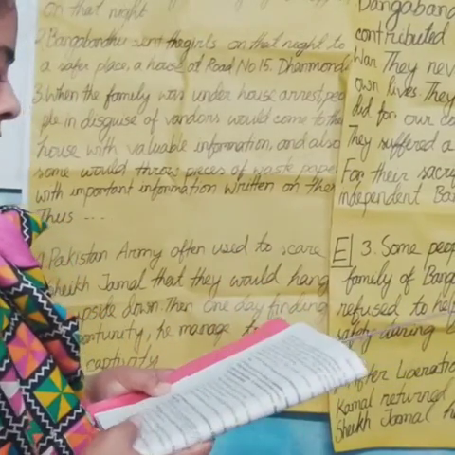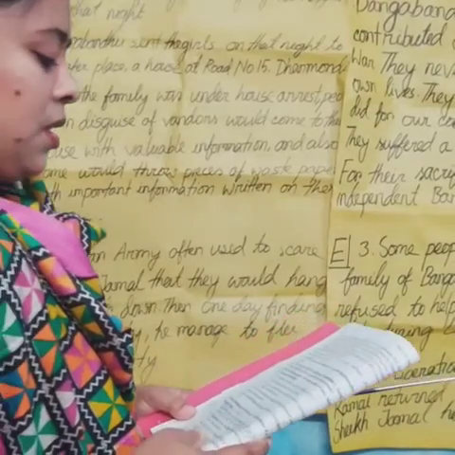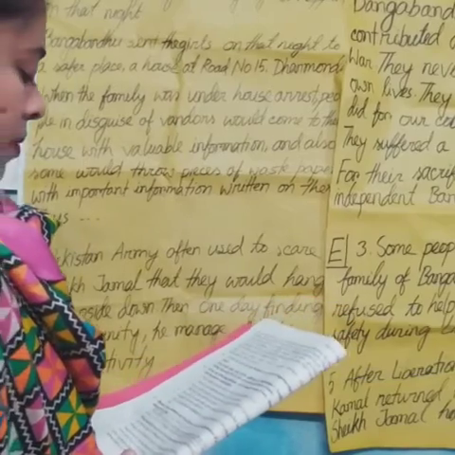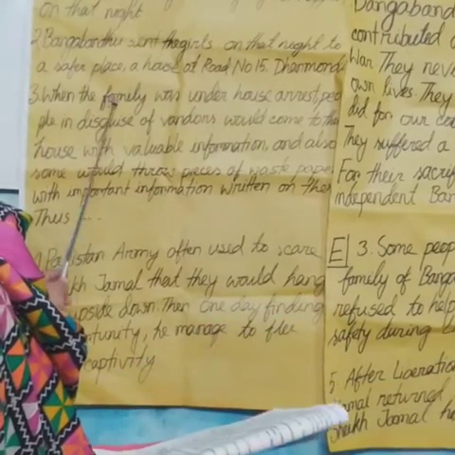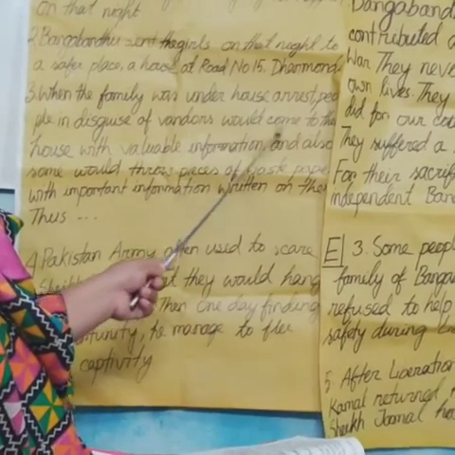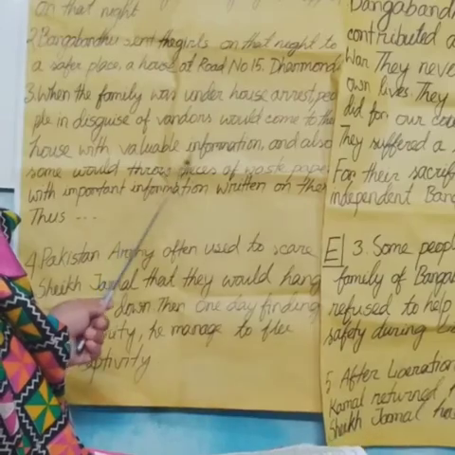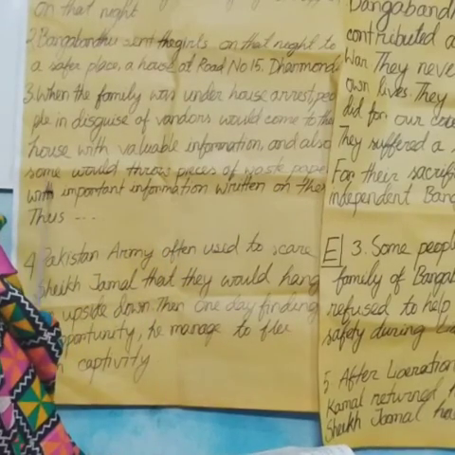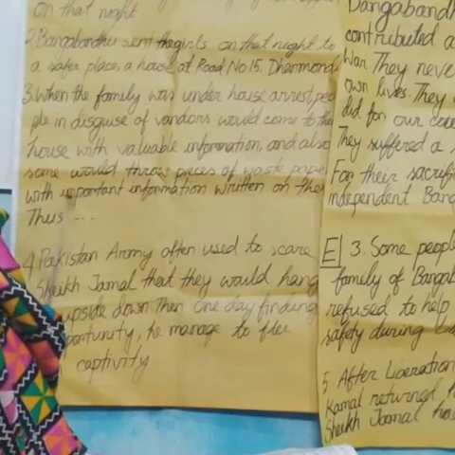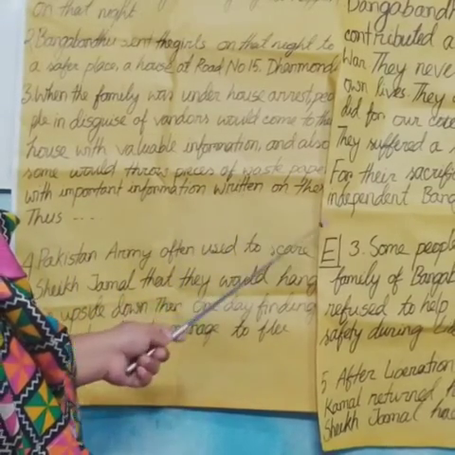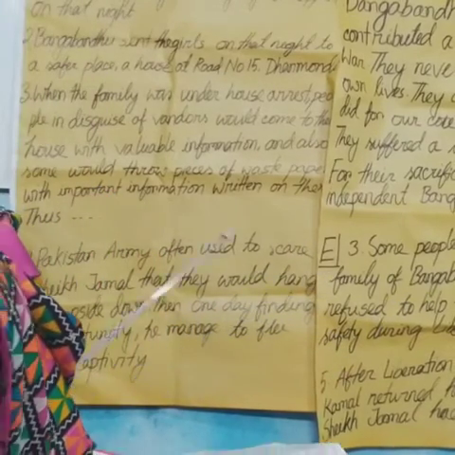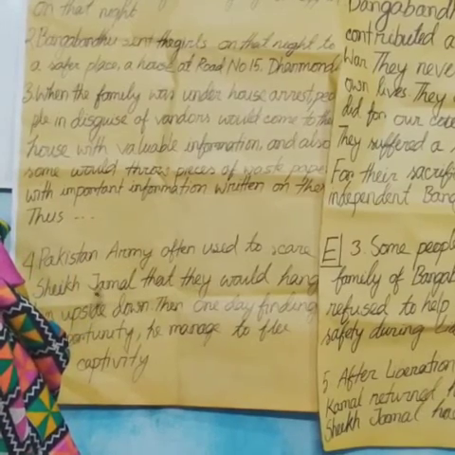Question 3, how would the family communicate with the people or freedom fighters while they were under house arrest? When the family was under house arrest, people in disguise of vendors would come to their house with valuable information, and also some would throw pieces of waste papers with important information written on them. Thus, the family would communicate with the people or freedom fighters.